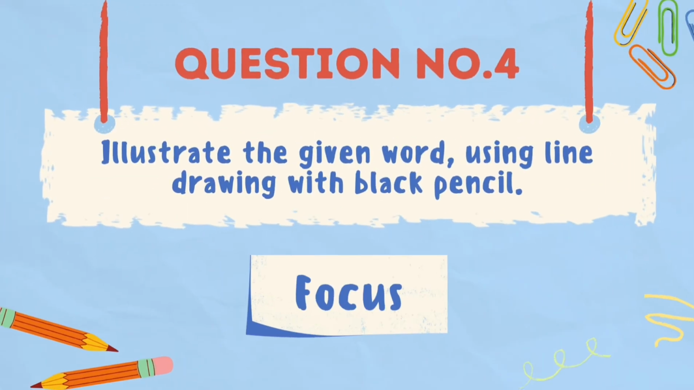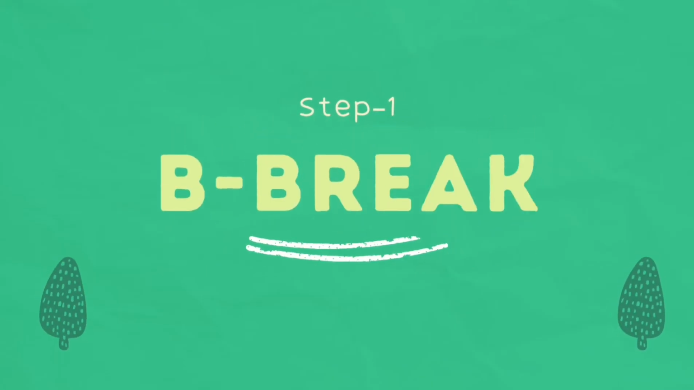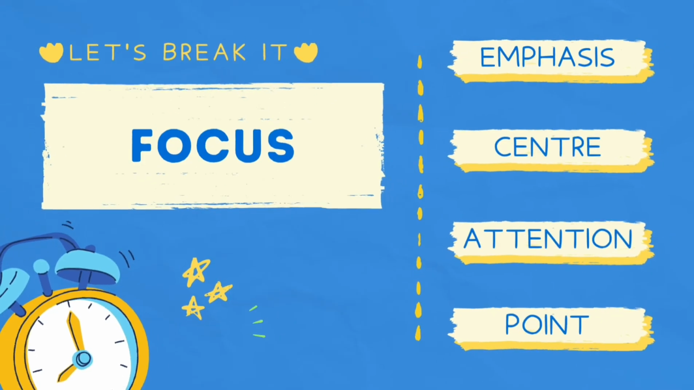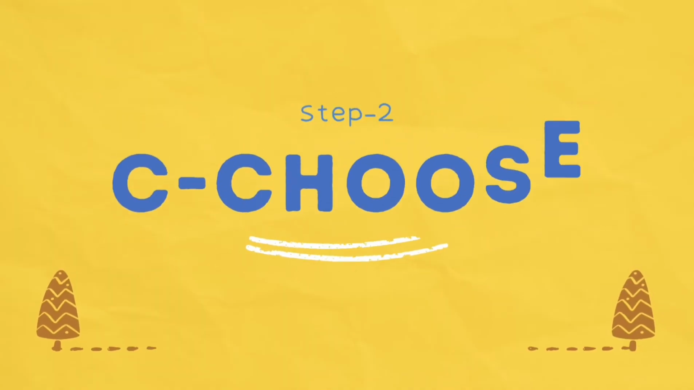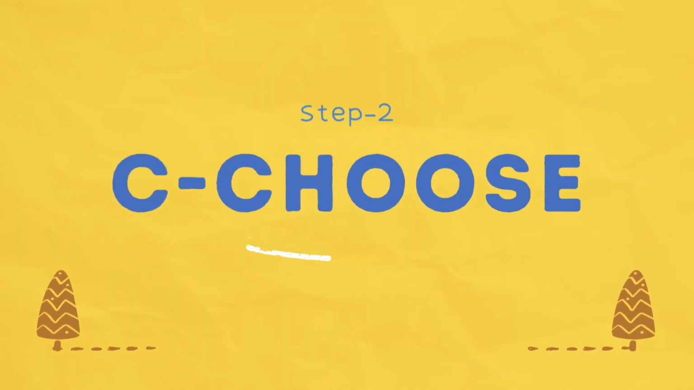Okay, so our next word is focus. First we'll be breaking down the word focus into simpler words, and to break it down we can obtain emphasis, center, attention and point. Now what kind of line should we choose to depict such words? Okay, so we need to choose something which clearly depicts these words.